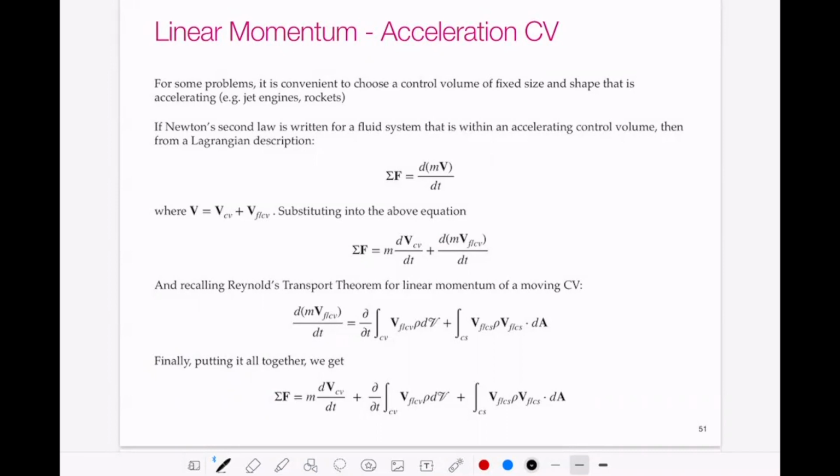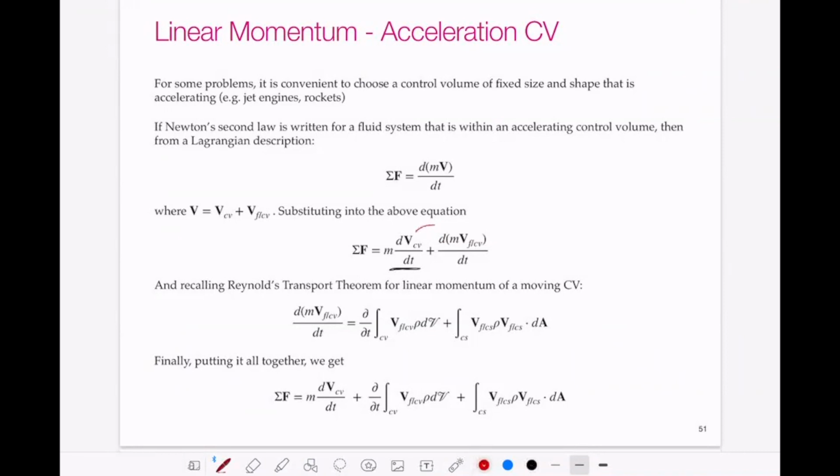And in the Lagrangian description, as we know it, we have sum of the forces is equal to the time derivative of the momentum, which is mass times velocity. And our velocity is equal to the velocity of the control volume plus the velocity of the fluid with respect to the control volume. So if we substitute this into our equation, we can write this in terms of the derivative of the mass times the time rate of change of the velocity of the control volume. And because of the continuity equation, the derivative of the mass with respect to time within the control volume is 0. So we only have this term, the derivative of the velocity of the control volume with respect to time. So the acceleration of the control volume, we can call it.